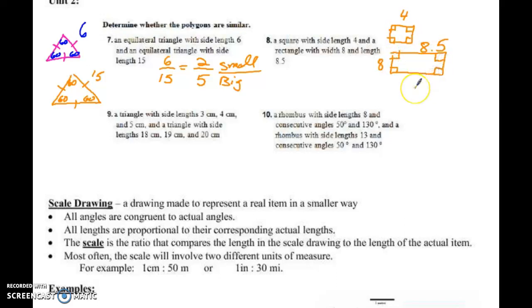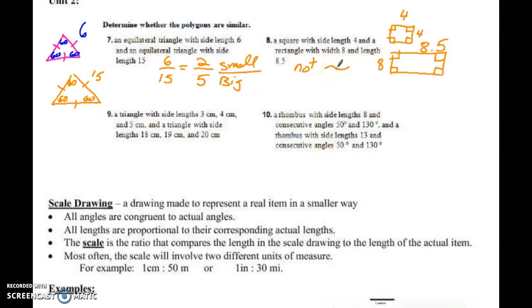Every side is not in the same proportion. So here's a 4 to 8, 1/2. 4 to 8.5, no way, sorry, not similar. And there's that symbol for similarity.